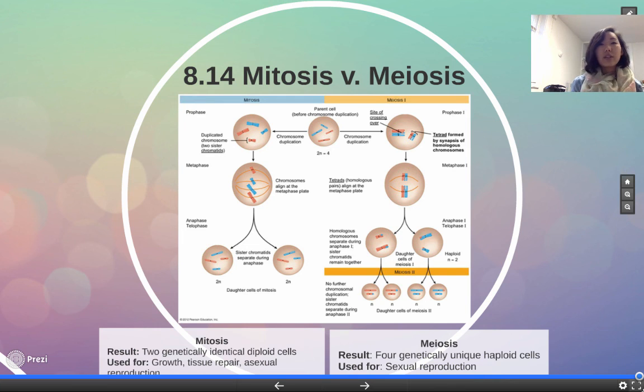I know that's a lot of material, so just make sure you understand all the processes, and after a while you'll realize that they're very similar. It's just that there's small differences, small details that make them a little bit different.